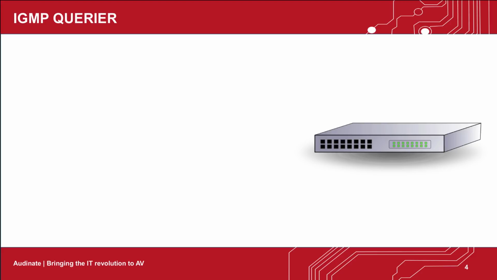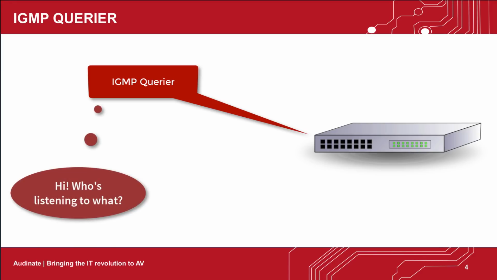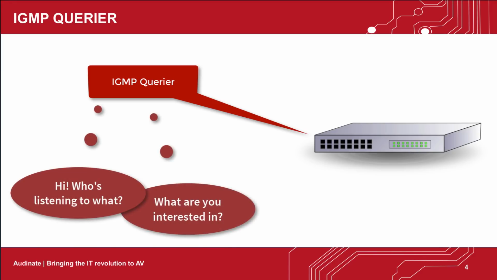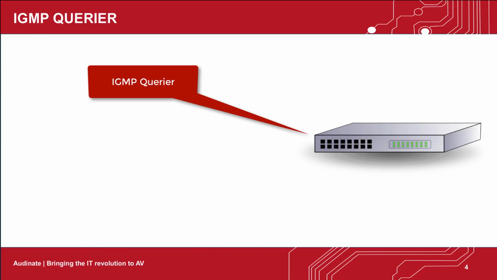What drives this process is something called an IGMP querier. The IGMP querier is the one whose job it is in the network to pipe up every so often and say, "Hey, who's listening to what? What are you interested in?" It goes around and asks that question, and all the hosts send back messages indicating what they are listening to. This allows the querier to generate all this traffic on the network. That's then used by the switches and routers in the system to work out where they need to be forwarded.